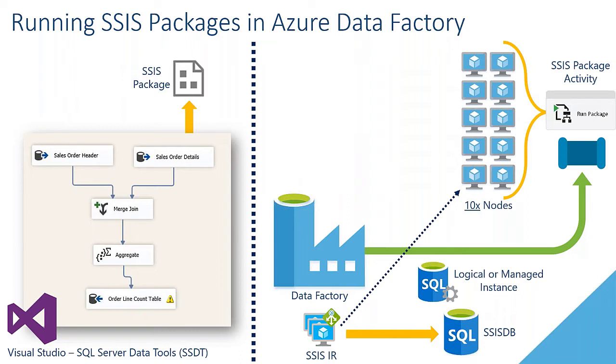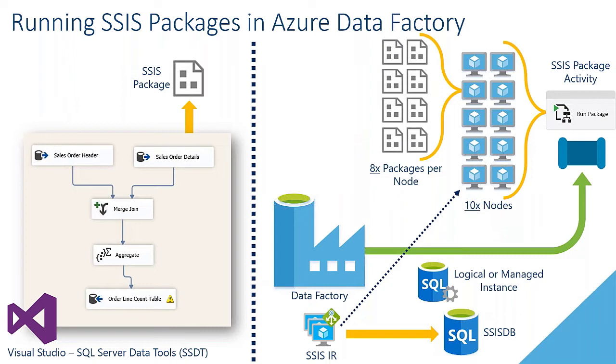And what I want to tell you here is that the IR is not just one machine, it can be a cluster of machines. We can have up to 10 nodes here for that package to run on. We can also have 8 packages running per node. So, we potentially have quite a lot of compute here to run our package. We do get that scale out capability. But when we deploy our package in this scenario, if I'm using the maximum amount of compute, that package that I've created is only going to get an 80th of that compute in this scenario.